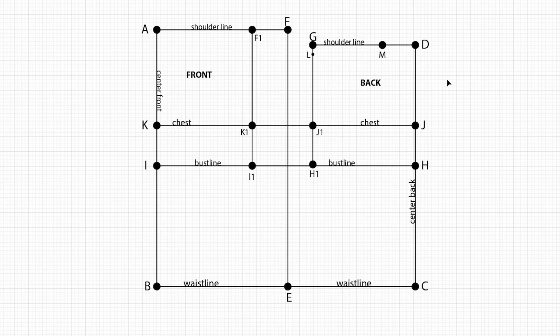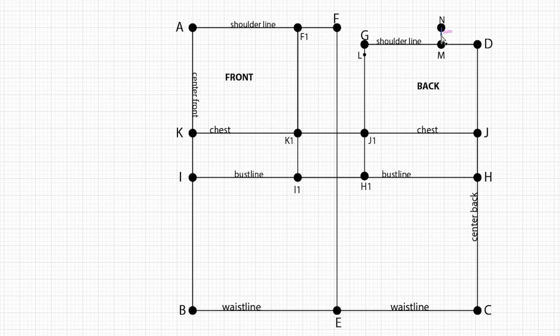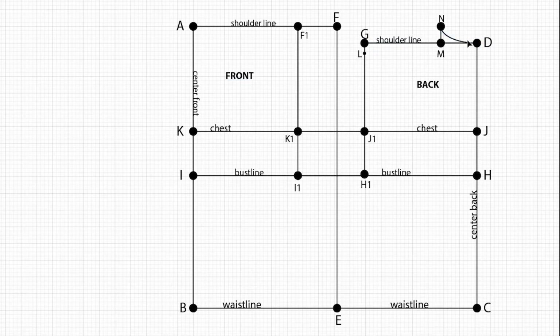Now from point M, go up 1 inch and mark that point N. Now draw a curve from point N to point D. As you can see, we formed our back neckline, and here's our back neck curve right here.